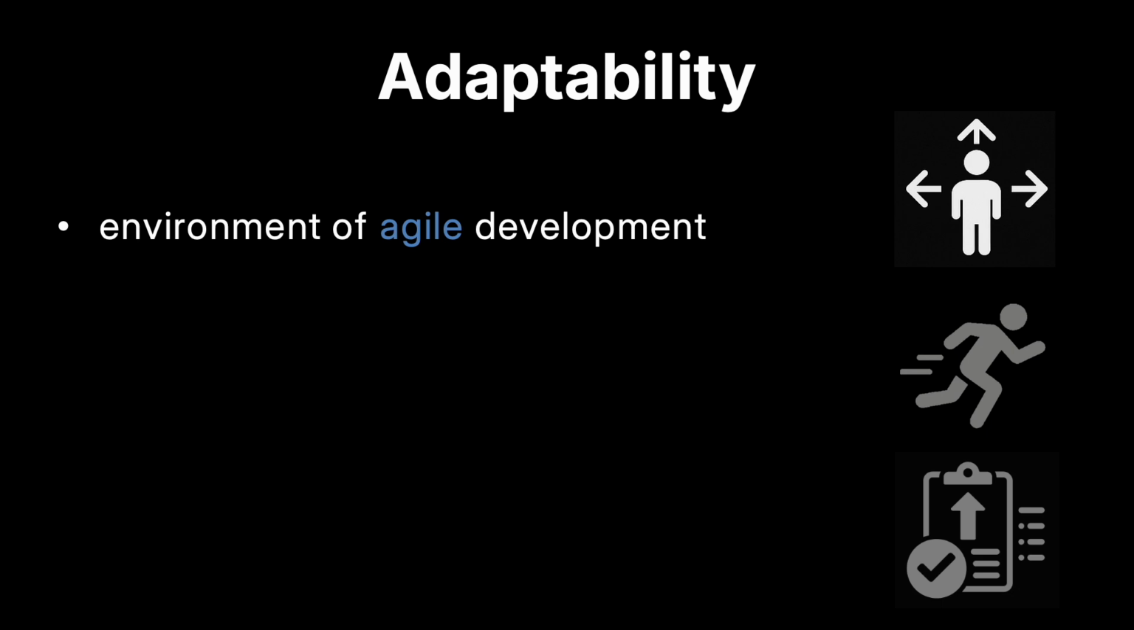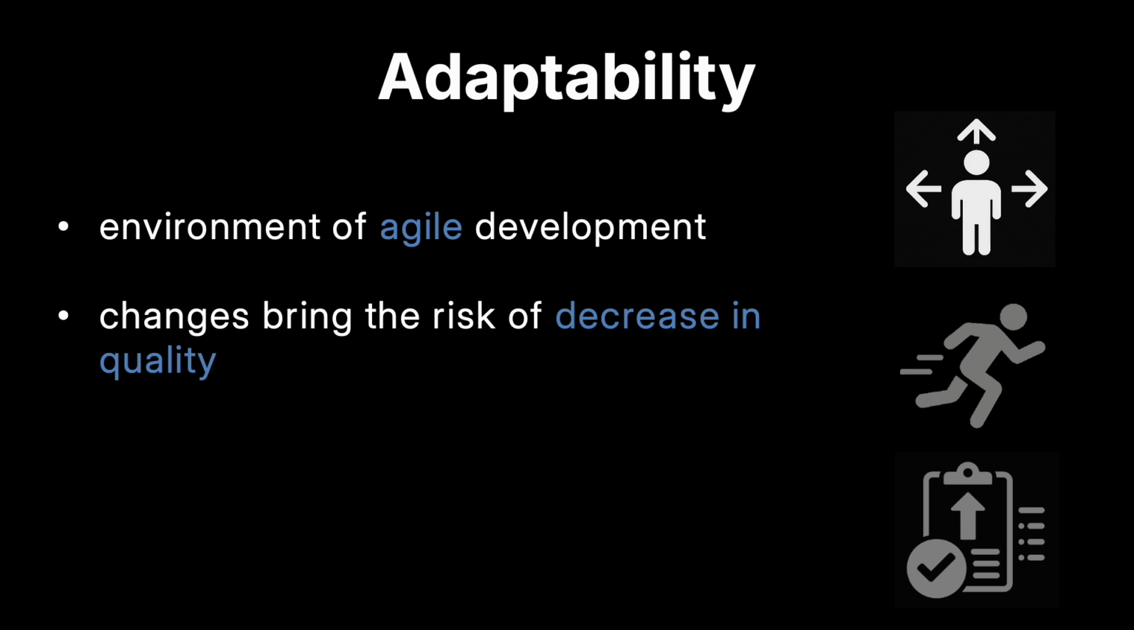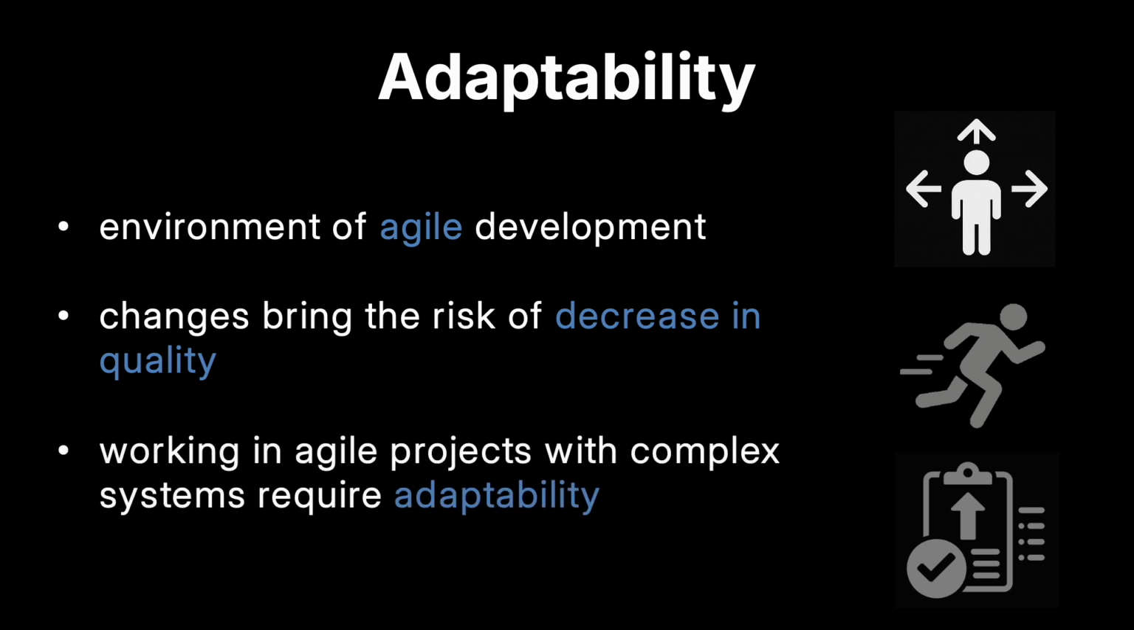The nature of agile development brings challenges in terms of quality. Changes are inherently risks for quality, and the high pace of development iterations might stress the testing efforts even more. Working in agile projects of complex systems requires adaptability to manage the changes of a product and the plan.